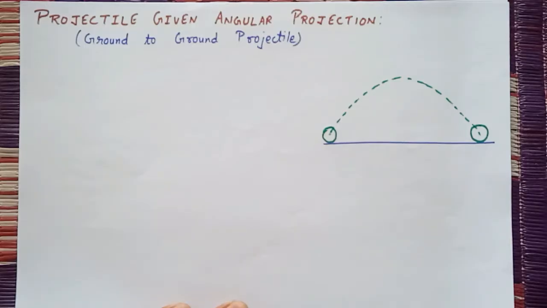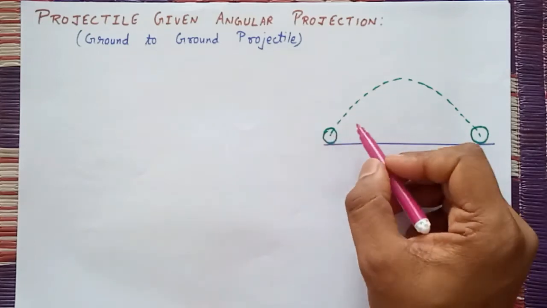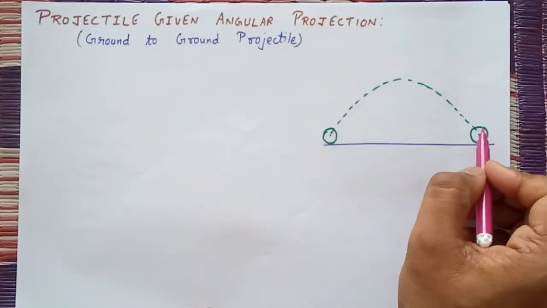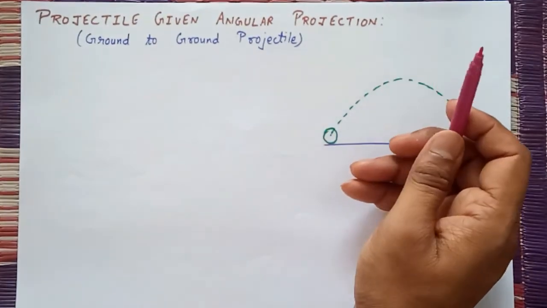This topic is projectile given angular projection, or I can say ground to ground projectile. It means a projectile is thrown from a point on the ground, it goes like a parabola and comes back to the ground. This is known as projectile given angular projection.